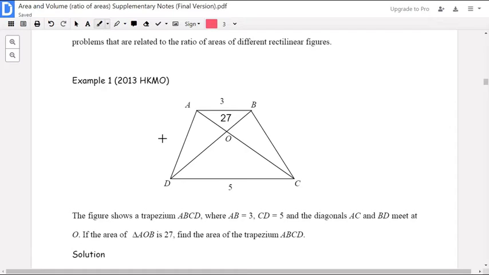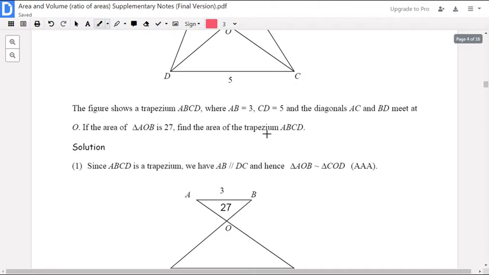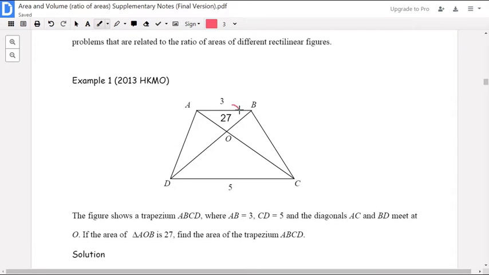Example 1 comes from a question in the 2013 Hong Kong Mathematics Olympiad, HKMO. Now we have a trapezium ABCD in the figure where AB is 3, CD is 5, and the diagonals AC and BD meet at O. We know that the area of triangle AOB is 27. Find the area of the whole trapezium. Okay, now since ABCD is a trapezium, we know that AB is parallel to CD by the definition of a trapezium.